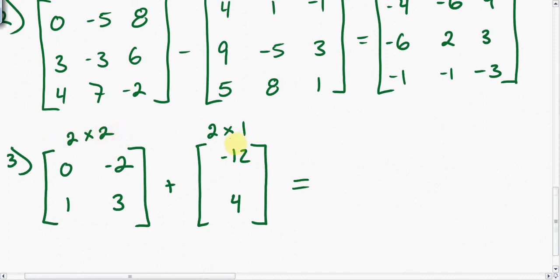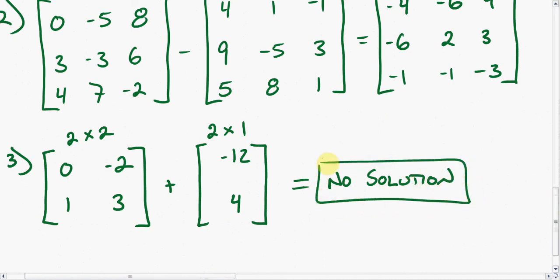And we can see the dimensions are not the same. They must be exactly the same. So in this case, we can't add these two matrices together, so our answer would be no solution. When you're trying to add or subtract matrices and you come across two matrices with different dimensions, your answer is simply no solution.